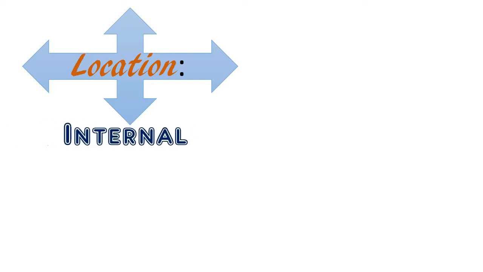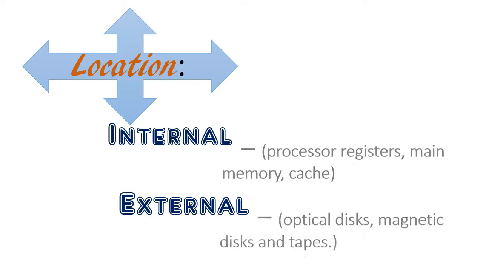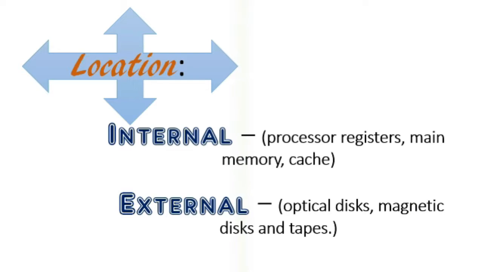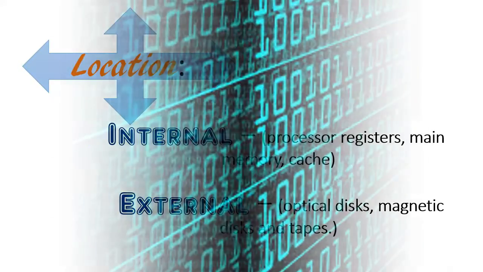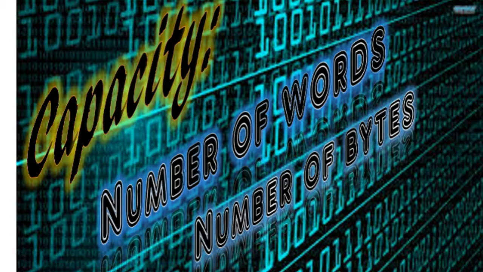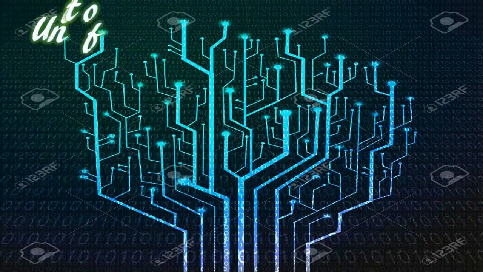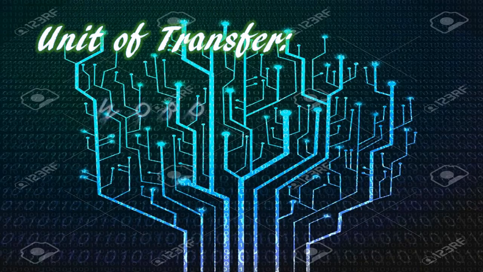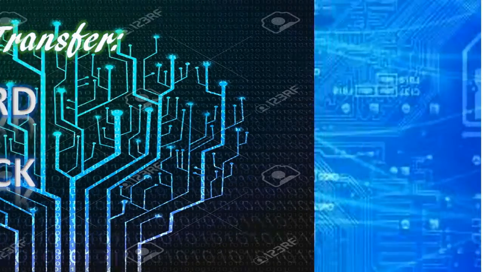The first characteristic is the location. It determines whether the memory is internal, if it is located inside the system unit, examples being RAM and registers, or external, if it is located outside the computer. Next is the capacity. It is measured according to the number of words and number of bytes. Another is the unit of transfer. It is whether by word or by block.